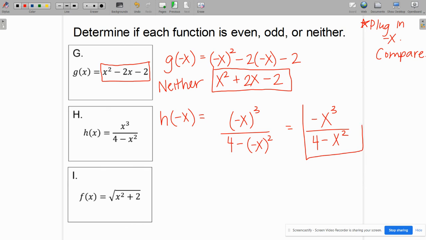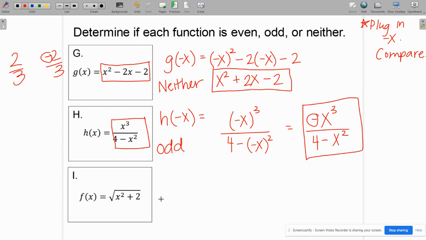So does this match this exactly? It does not. Is it the opposite of each other? Well, think about if you have 2/3 versus negative 2/3. They are opposites because the negative can be on top or on bottom or out front. So x cubed over 4 minus x squared versus the opposite of x cubed over 4 minus x squared. This is showing me that these two are opposites. So since they are opposites, h is going to be an odd function.